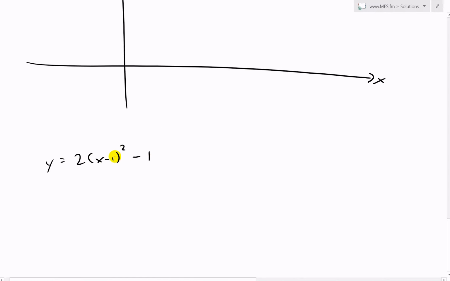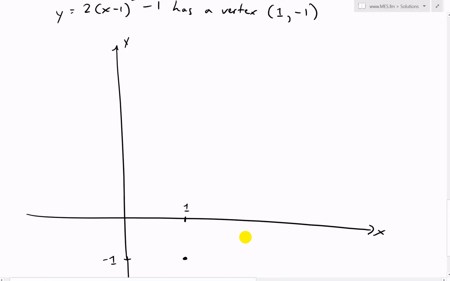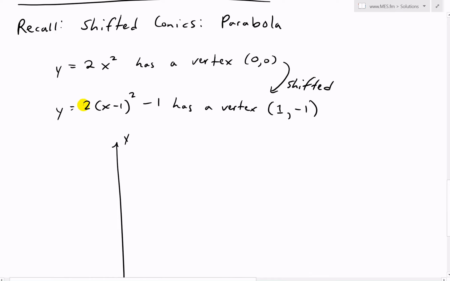What we could do here is simply look at x equals 1, where this becomes all 0. So we get y equals 0 minus 1, which equals minus 1. You could just do it that way. So we go 1 here, and then -1 is over here. And it's just a parabola, and it's going to be opening upwards because this is positive over there.